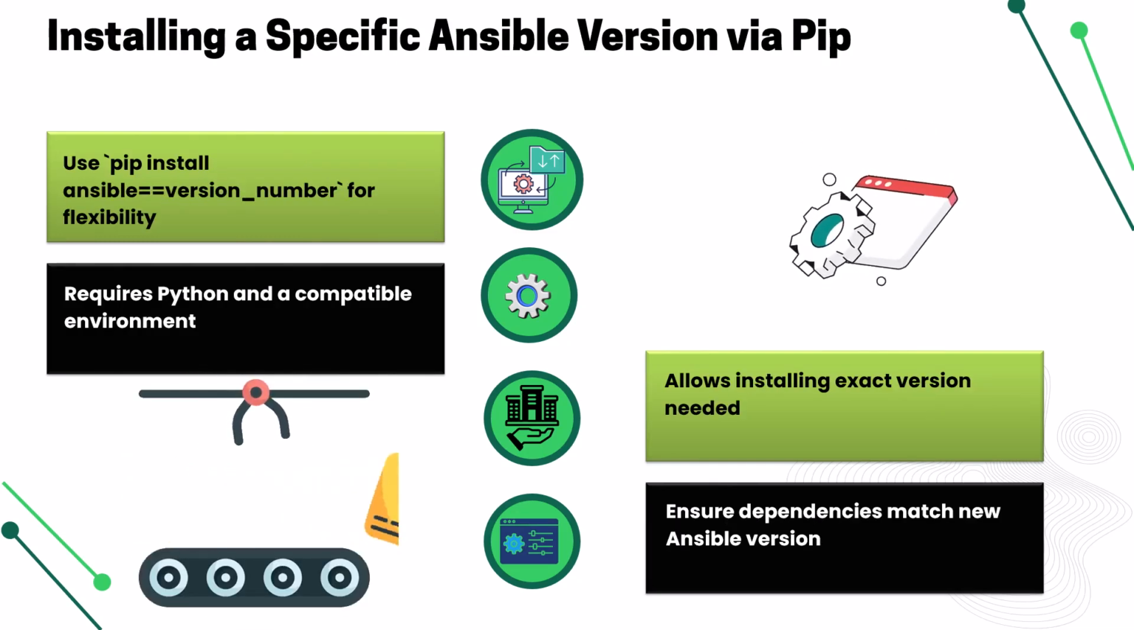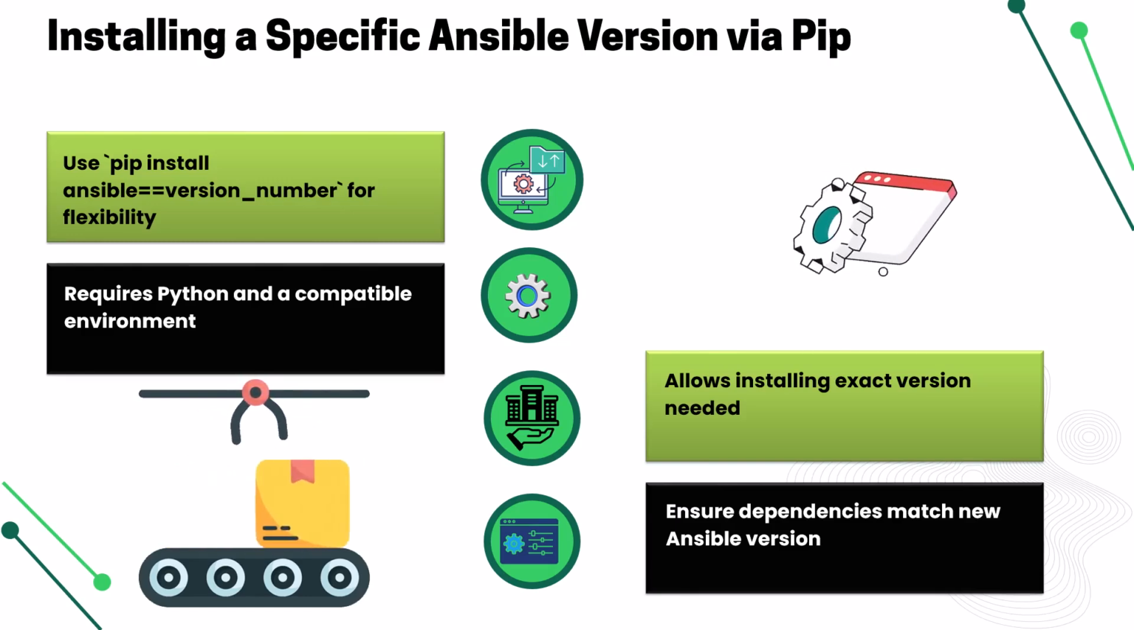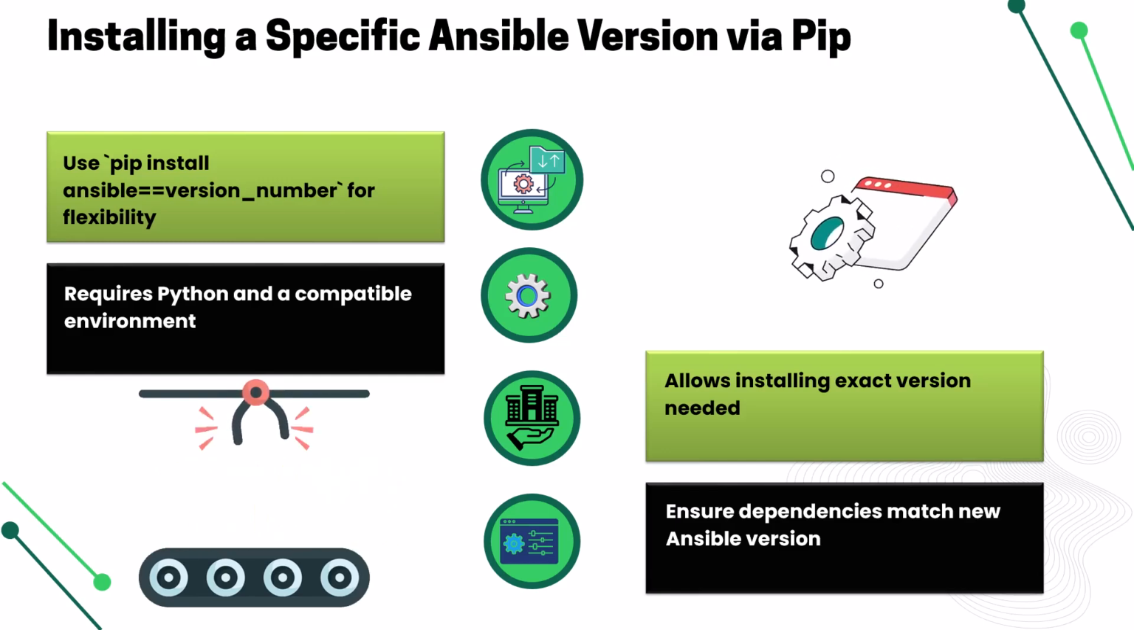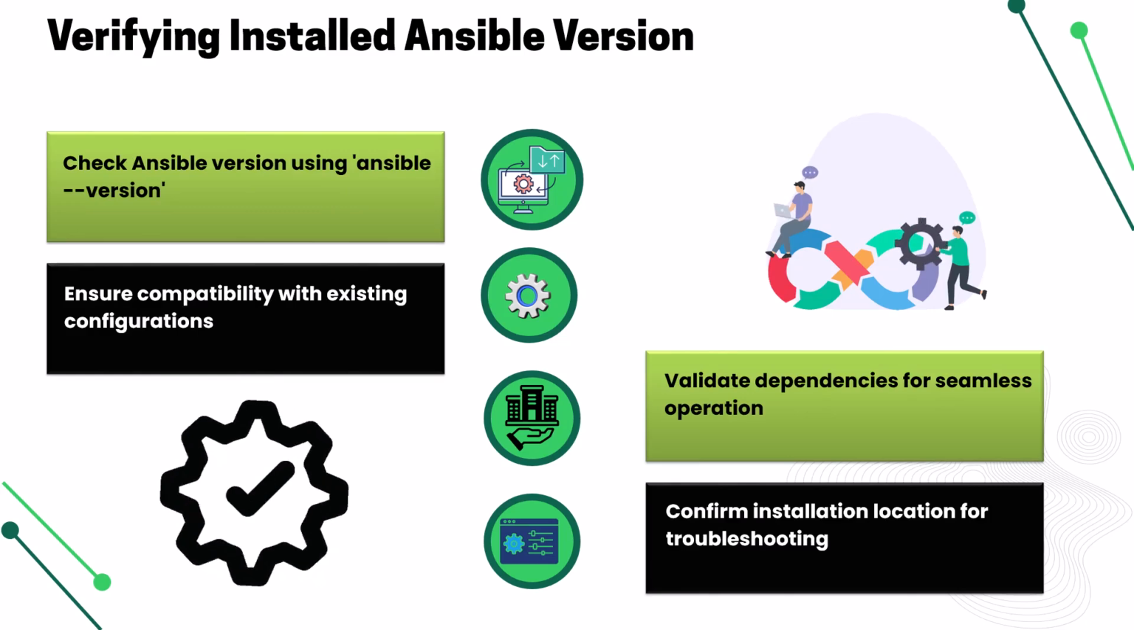If you're a fan of precision, using pip is the way to go. It lets you install the exact version you want, no surprises. But make sure your Python environment is set up correctly, or you'll be chasing missing dependencies like a detective on a confusing case.